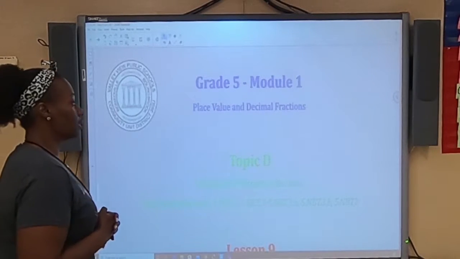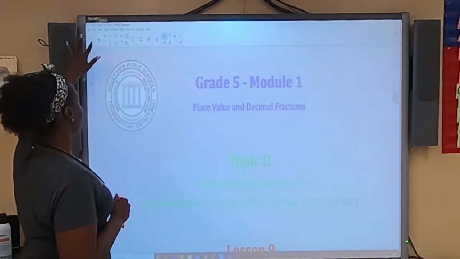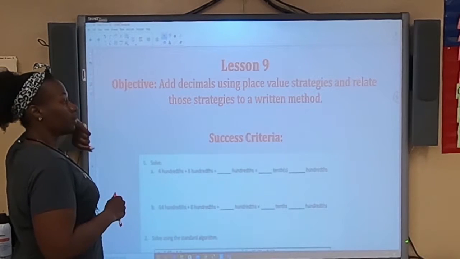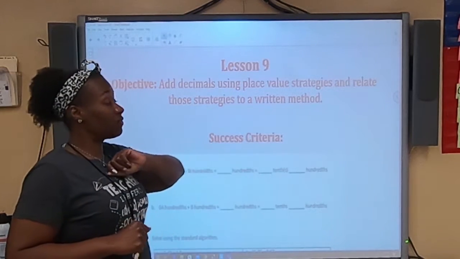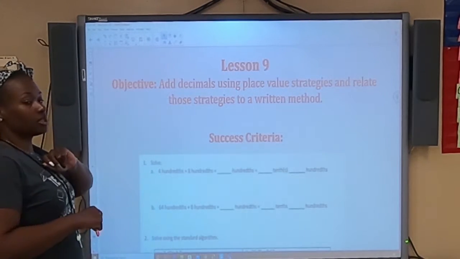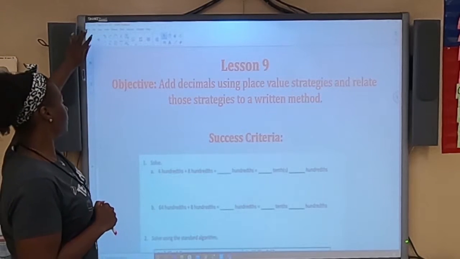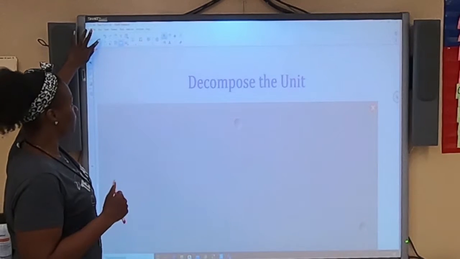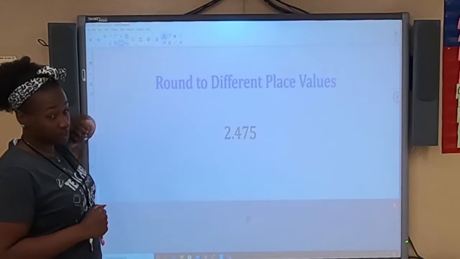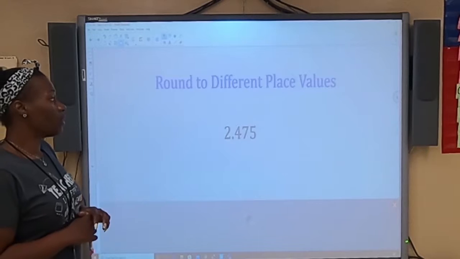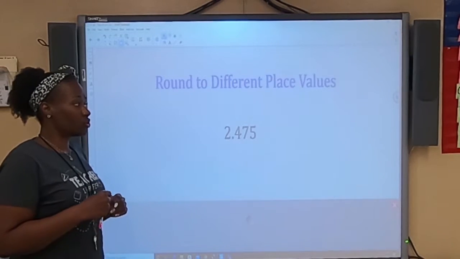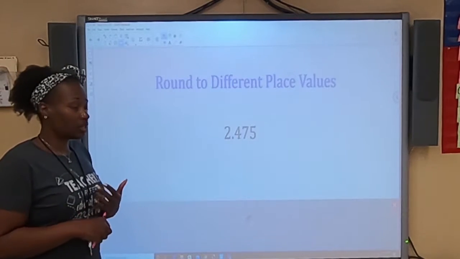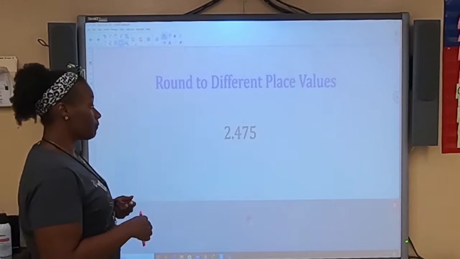Okay, today's lesson is Module 1, Lesson 9. We will be learning how to add decimals using place value strategies and relate those strategies to a written method. Okay, so let's start. You'll have a sprint in class and talk about decomposing in class. I'm going to review how we round to different place values using the vertical number line. This was the previous 2 lessons we've done.